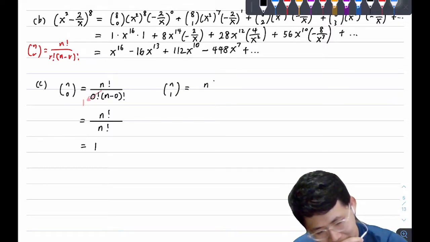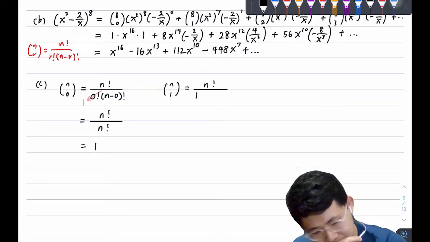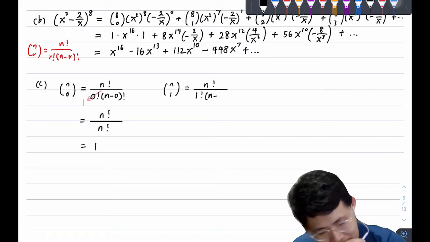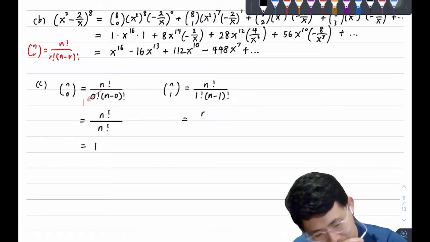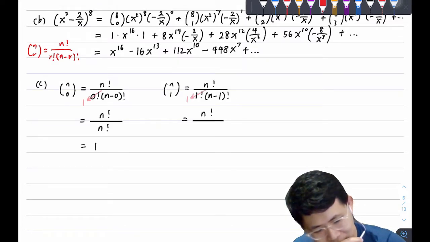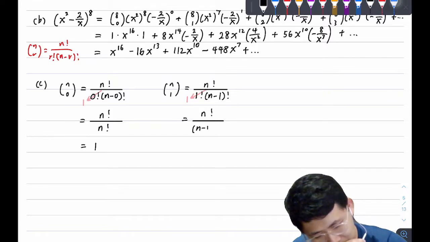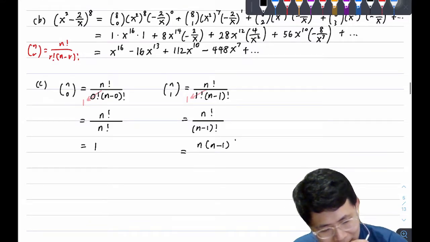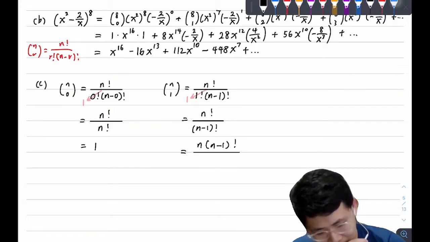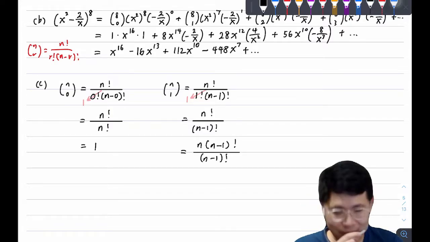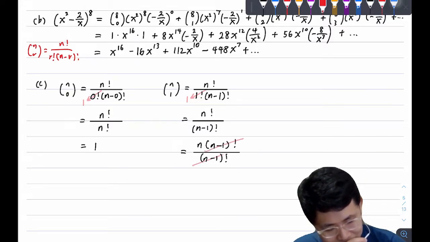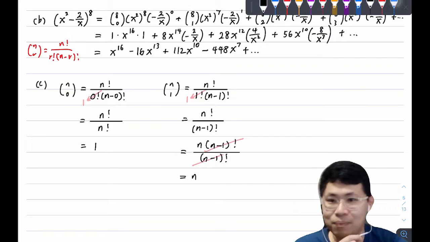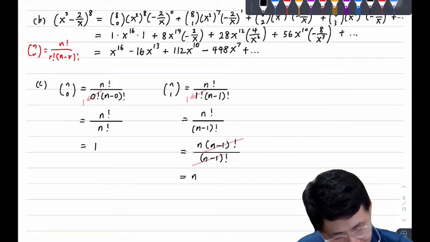Now, what is n choose 1? n choose 1 is n factorial over r factorial times n minus r factorial. So this equals n factorial over 1 factorial, which is just 1, and then I have an n minus 1 factorial below. Let me rewrite this as n times n minus 1 factorial over n minus 1 factorial. You can see that something cancels out and we are left with n. Cool.